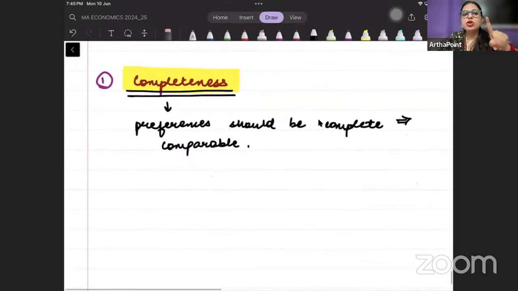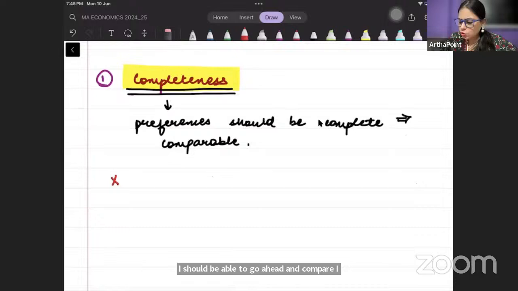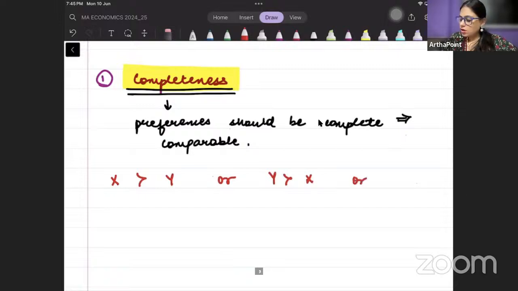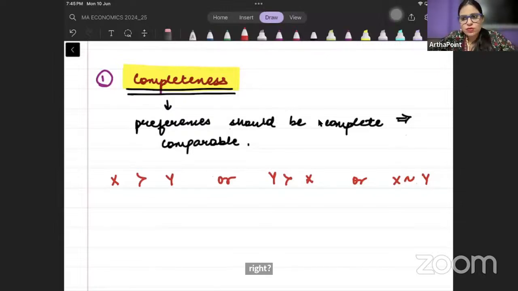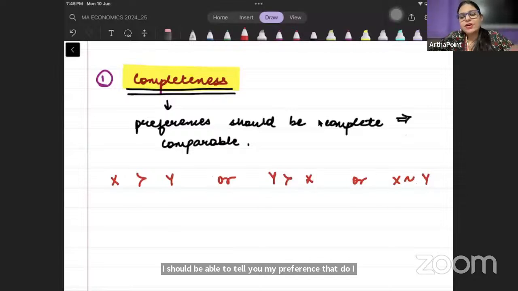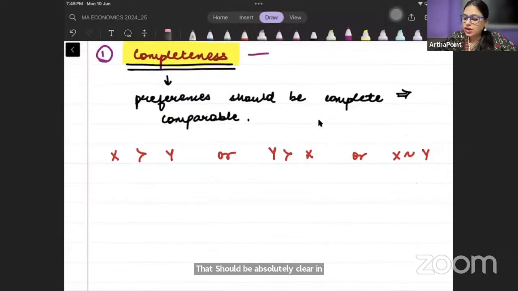I should be able to compare. When I give you 2 bundles X and Y, do I prefer X over Y? Or do I prefer Y over X? Or am I indifferent between X and Y? I should be able to make that decision. I should be able to tell you my preference. What exactly I want should be absolutely clear in my mind. That is basically called completeness.